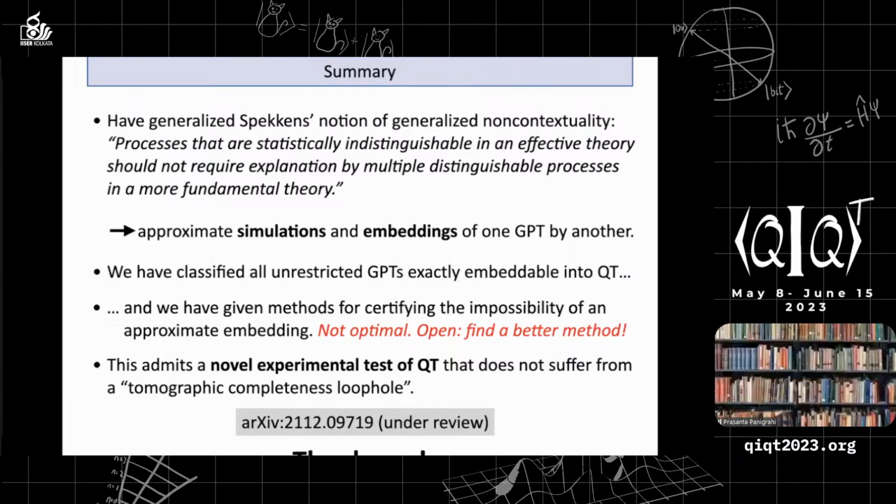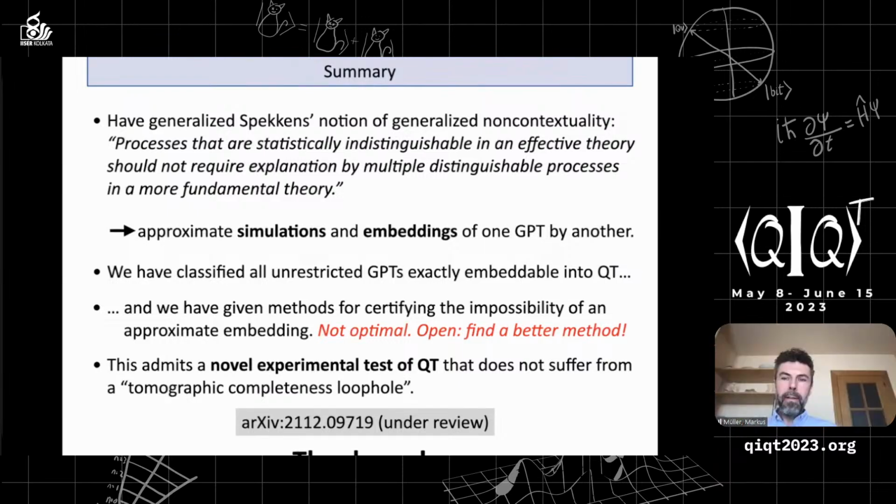We've analyzed that by studying approximate simulations and embeddings of one GPT into another. I should say people have criticized us, and I think rightly so, for overstretching the notion of contextuality. So we're editing our paper now. We might use a different word in a future version, but for now we call this a generalization of generalized non-contextuality. We've classified all unrestricted GPTs that can be exactly embedded into quantum theory and given some methods for the certification of the impossibility of an approximate embedding into quantum theory. It's not optimal. The goal is still that we can find better methods for doing so.